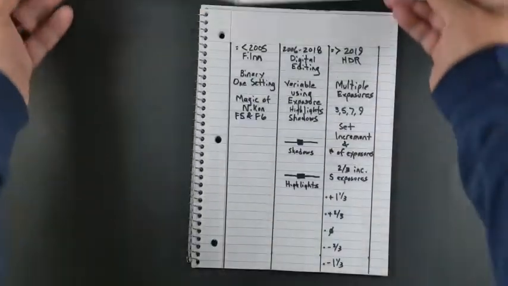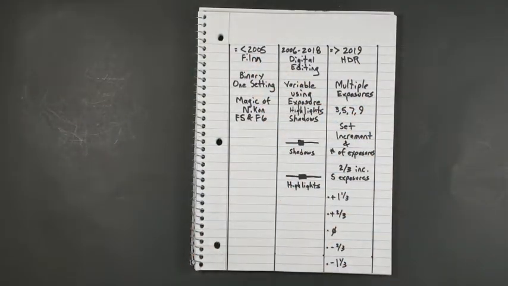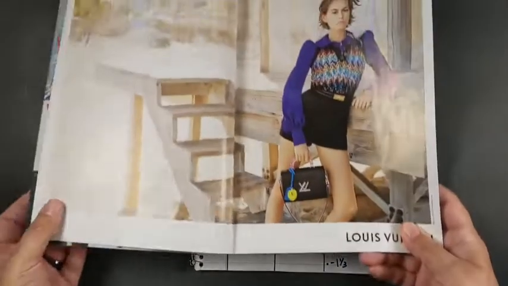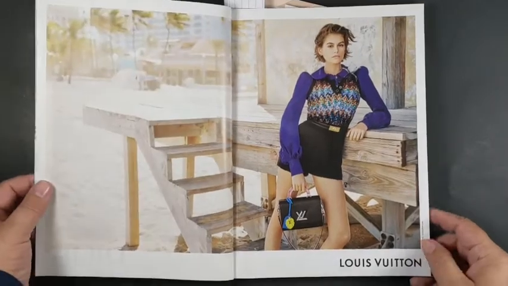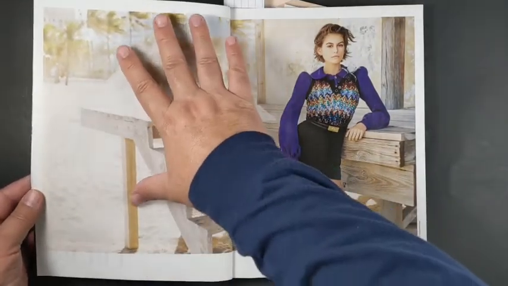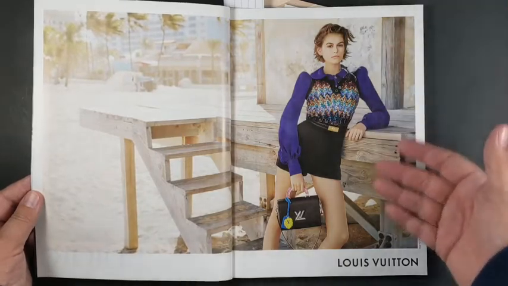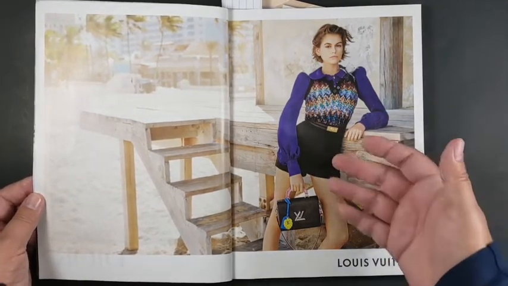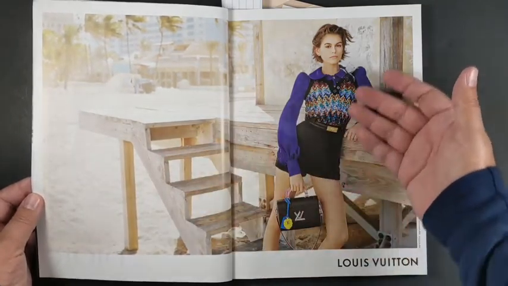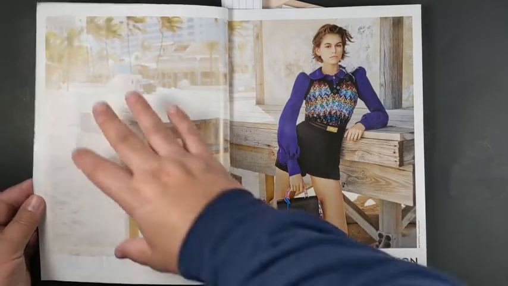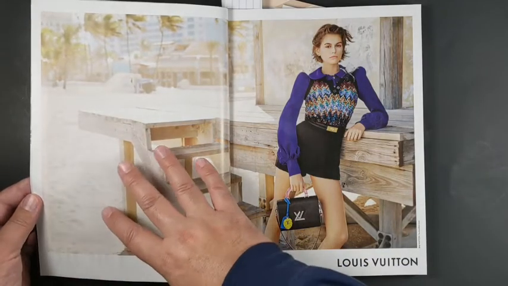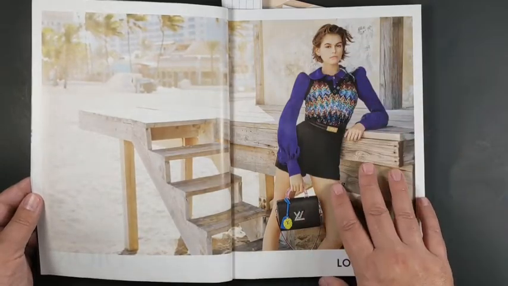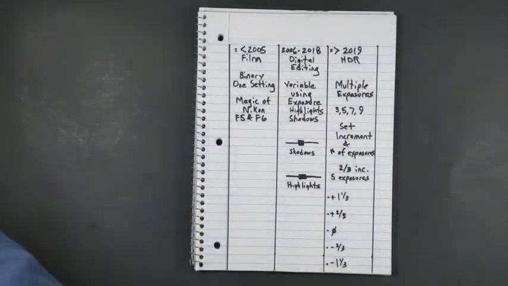So let me explain. 2005 and before, we had film, and it was binary. It was basically one exposure. You take your pick. Here we have a blown out beach, and Kaya Gerber is standing in shadow. So for this photographer, it was a binary decision: do I expose for Kaya in the shadow, or do I expose for this blown out, bright area? The photographer chose to expose for the shadow, because the model, Kaya, is standing in the shadow.